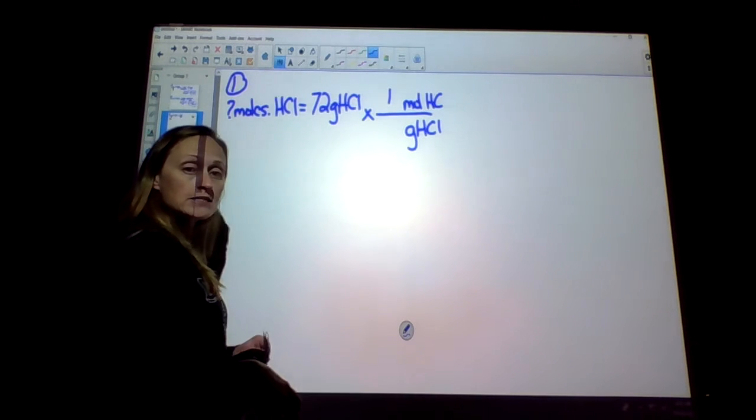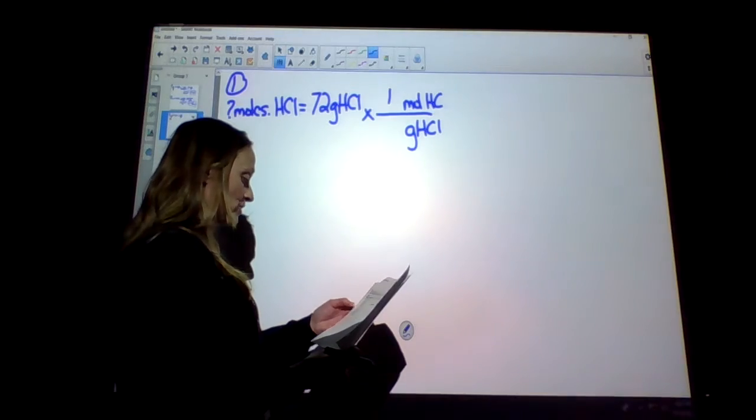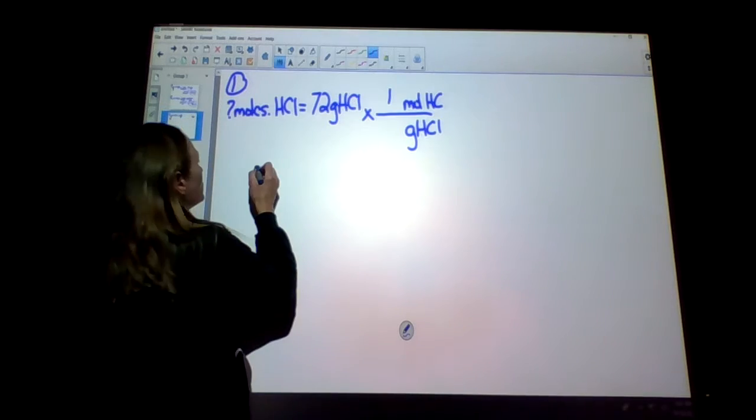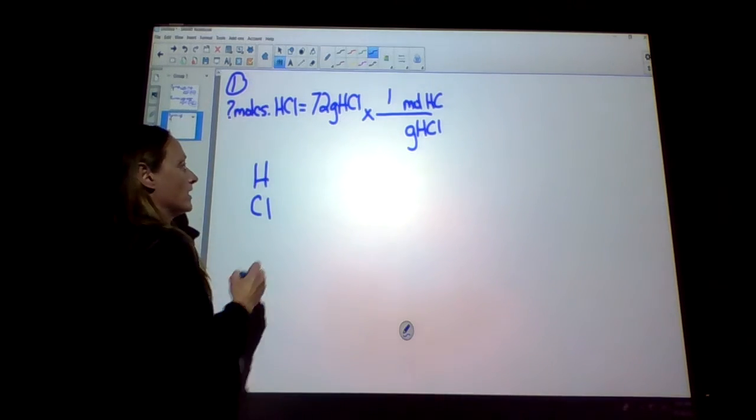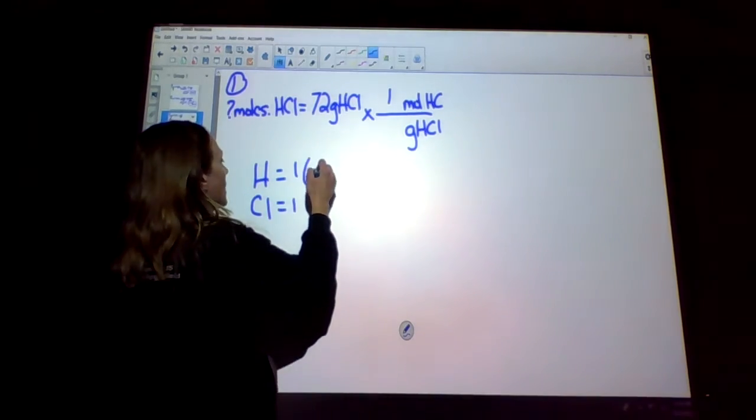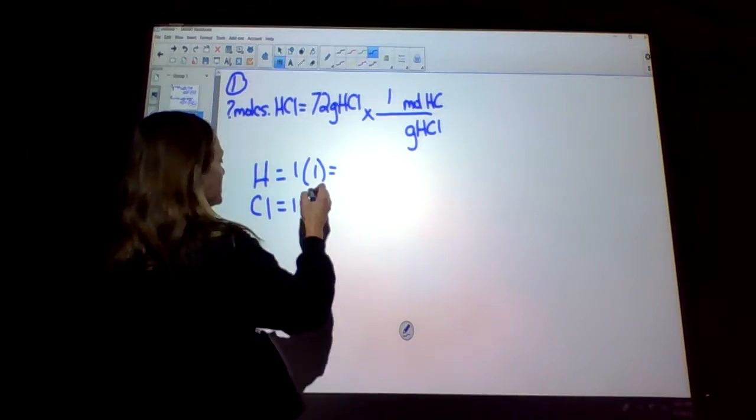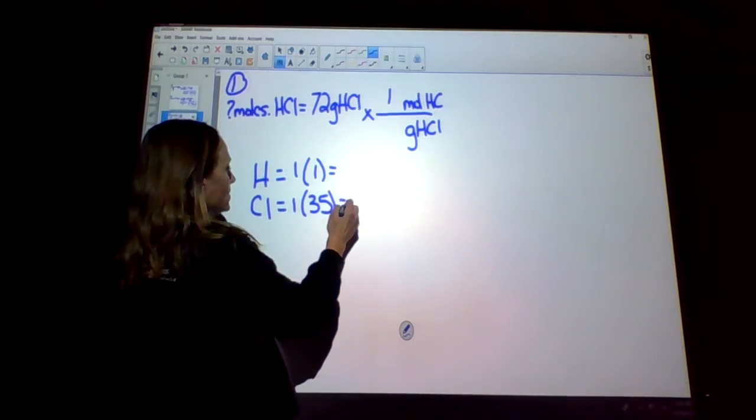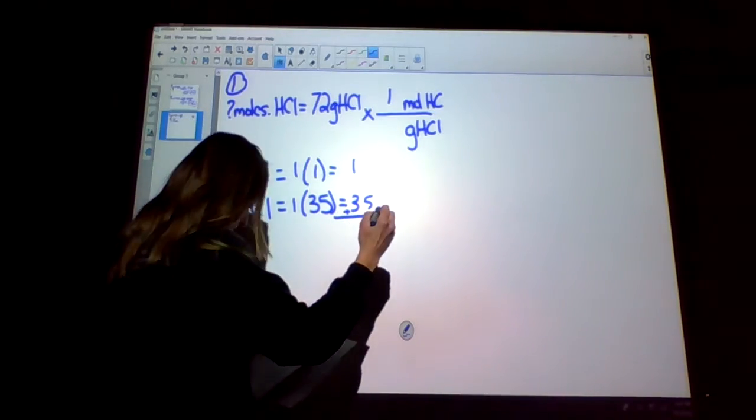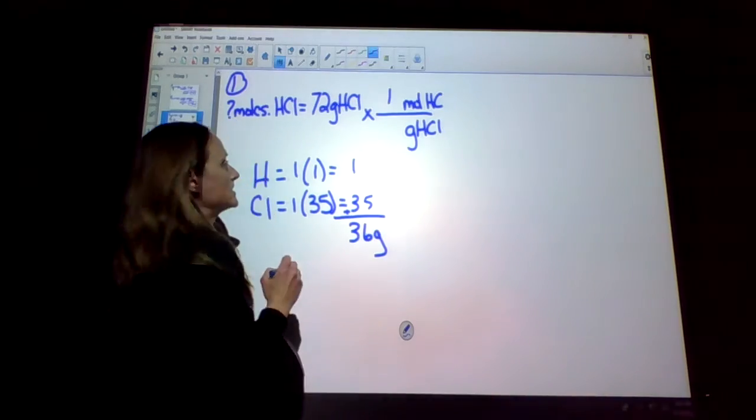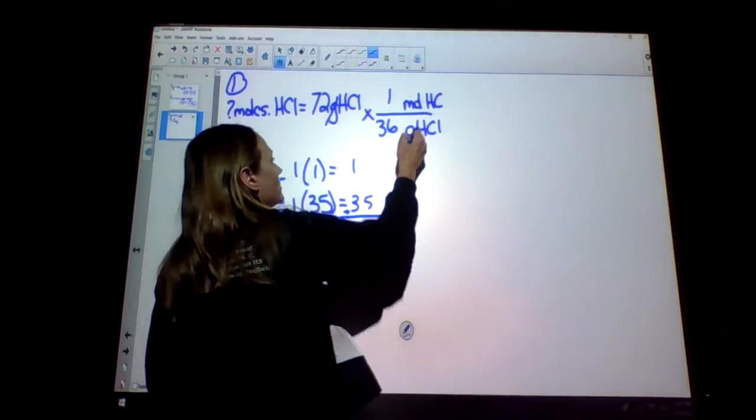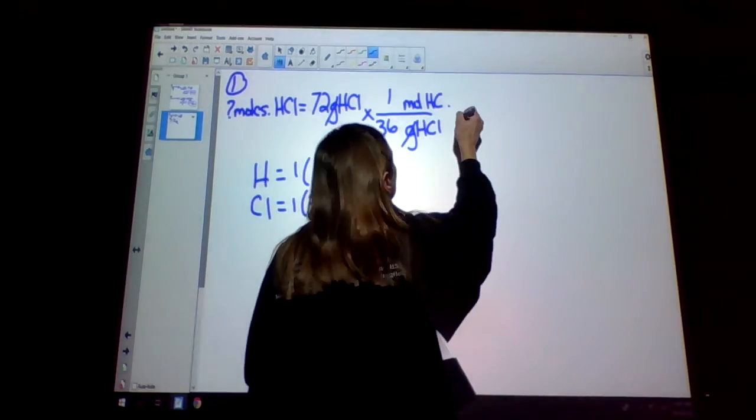And we go to our periodic table to calculate the molar mass of HCl. Just remember how to calculate molar mass. You make a list of your elements. We have 1 hydrogen, 1 chlorine. We round the mass of hydrogen to 1 and the mass of chlorine to 35. We multiply across, we add going down. So the mass is going to be 36 grams. Okay, so now we have your grams that cancel out.